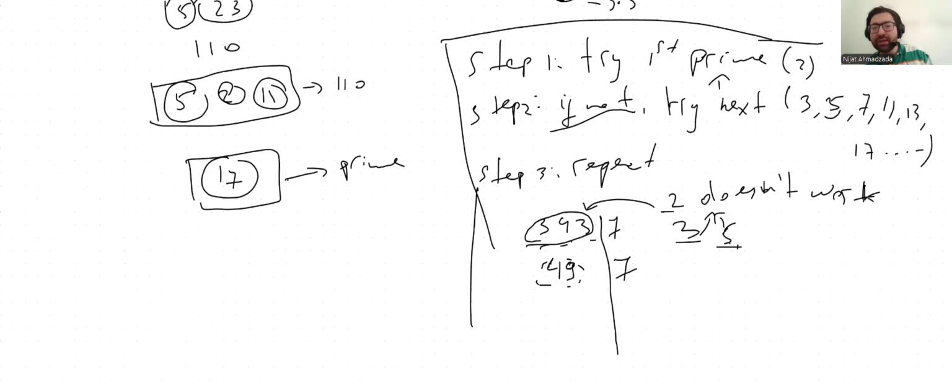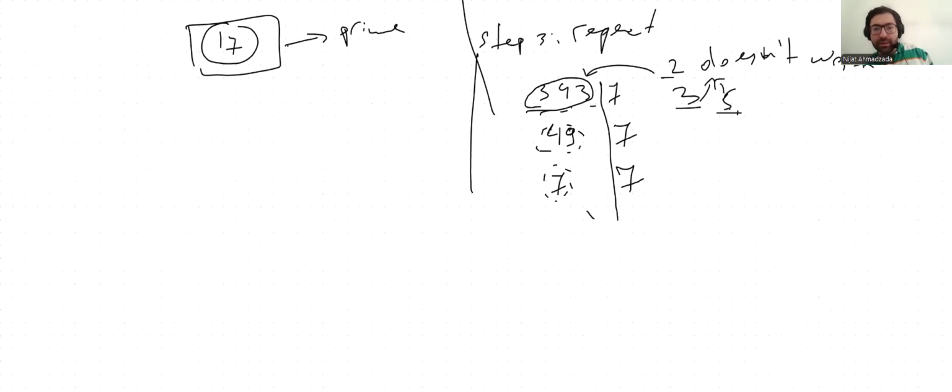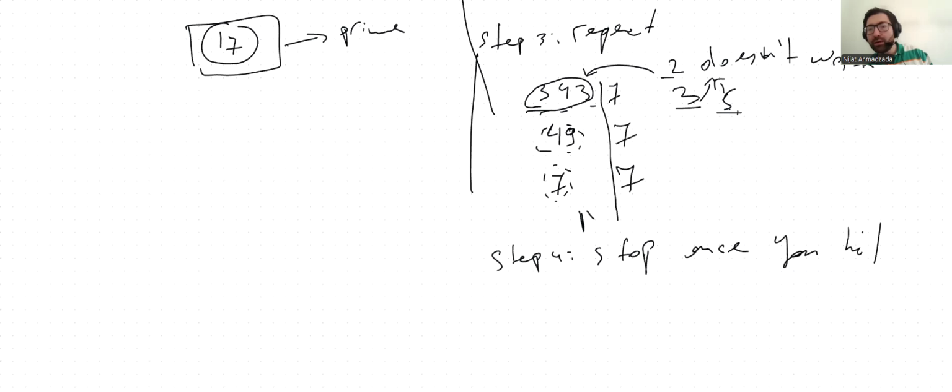So 49 divided by 7, answer is 7. So 7 itself, we see that it's a prime. It's only divisible by 7, and it gives me 1. So step 4: stop once you hit 1. Okay, so we hit 1, we stop.